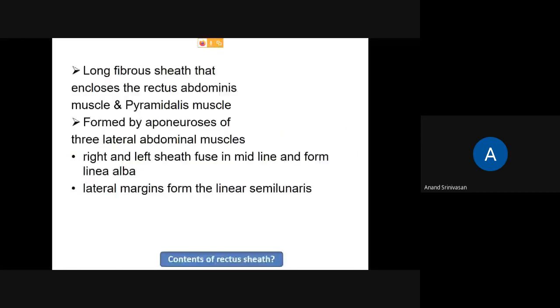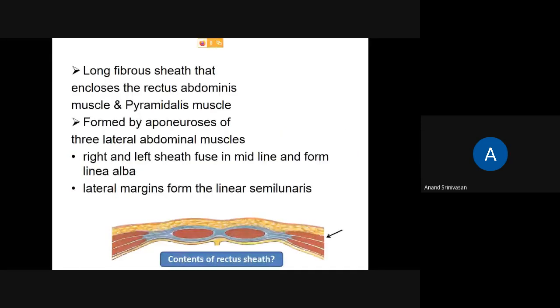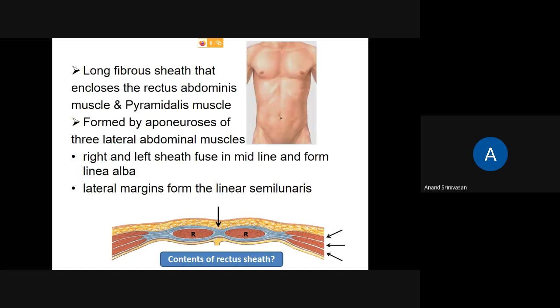The rectus sheath, we discussed this also last time. Here you can see the anterior rectus sheath. It is formed by the external oblique aponeurosis and the anterior lamina of the internal oblique aponeurosis, and the posterior rectus sheath is formed by the transverse abdominis aponeurosis and the posterior part of the internal oblique aponeurosis.